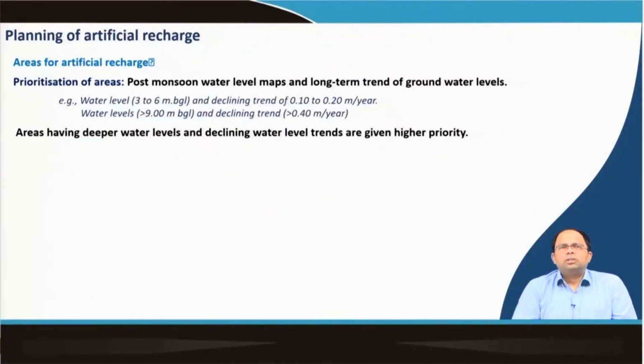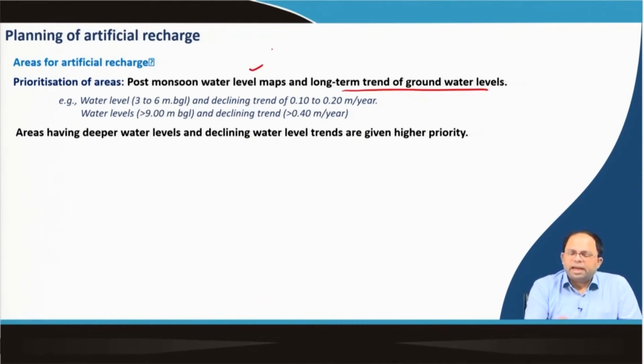The next job is to determine the areas for recharge. How will we determine where to recharge, and also how do we prioritize between these areas? So, usually we prioritize considering the post monsoon water level maps and the long term trend of groundwater levels as well. So, we use both the values. We see what is the current water level post monsoon, of course, and what are the trends of the groundwater level in that particular area.